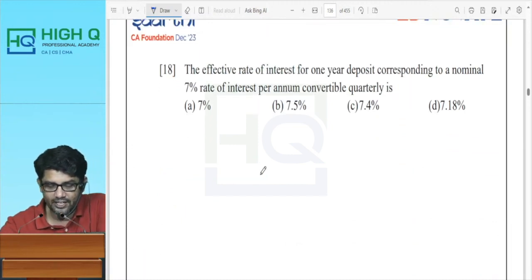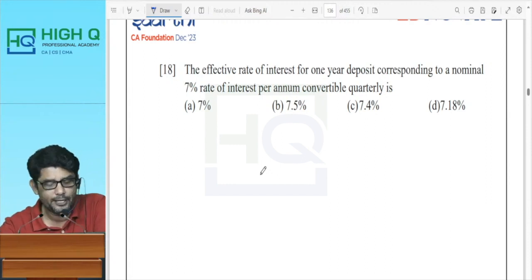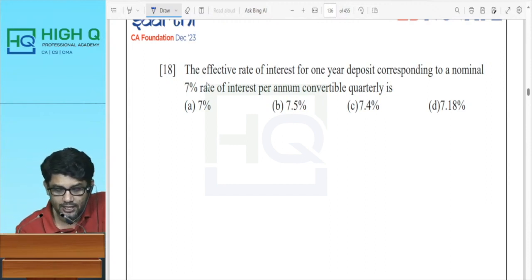Can you calculate effective rate of interest without touching your pen? Only by using calculator. When it comes to effective rate of interest, we need to check whether it is quarterly or half yearly. When it comes to quarterly, 7 by 4. Is it 1.75%, my dear?